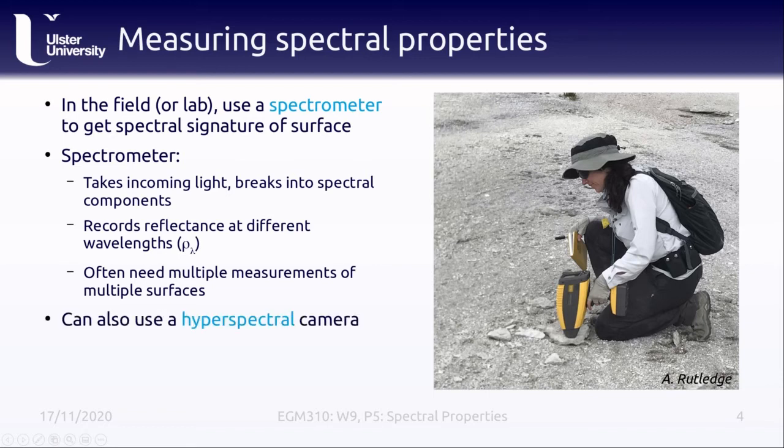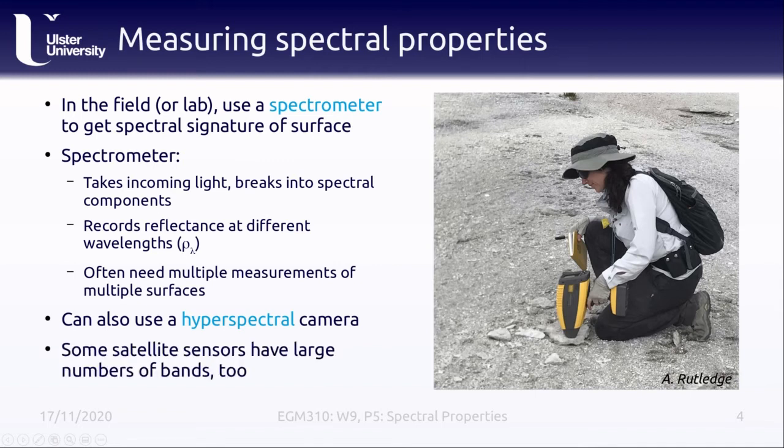Instead of a field spectrometer, we can also use a hyperspectral camera, an instrument that records radiation in a large number of wavelengths. We can also use some satellite images. Some sensors record in a large number of wavelength ranges or bands. If we know exactly what we're looking at in a given image, we can use this information to estimate the object's spectral signature.